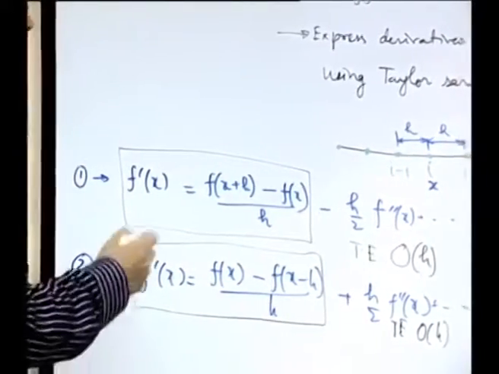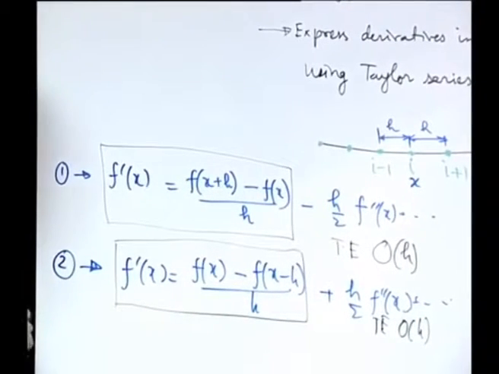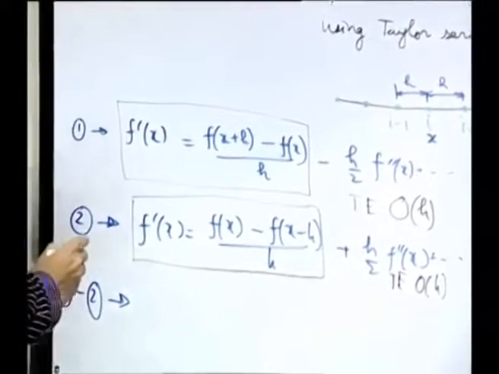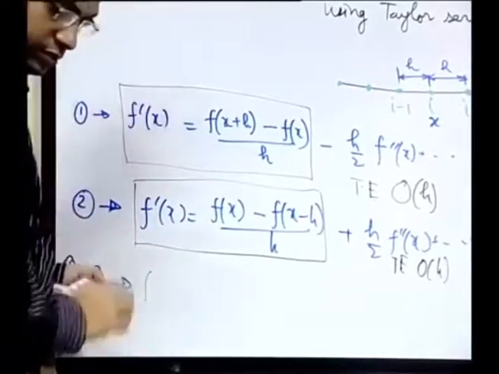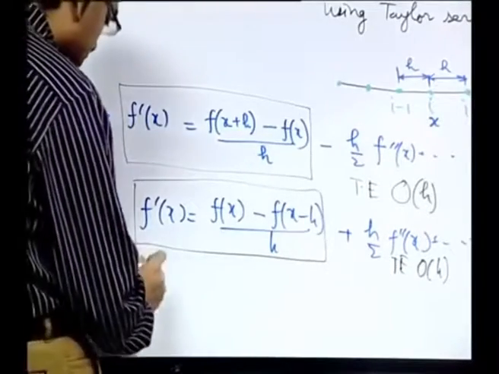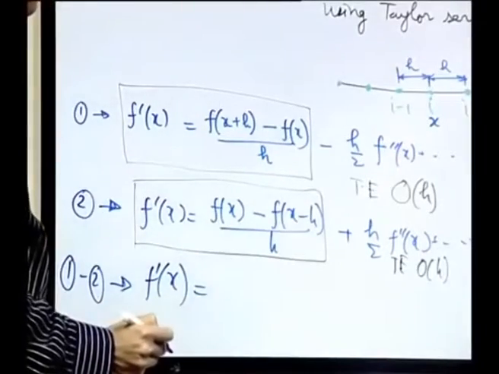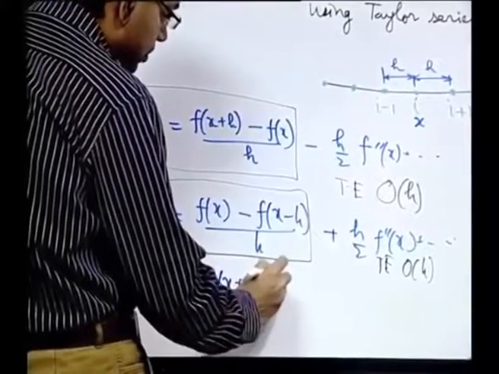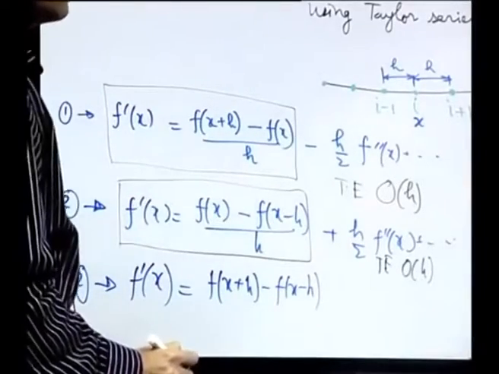We can also find f dash x by subtracting 2 from 1. So, that will give you f dash x is equal to f x plus h minus f x minus h by 2 h.